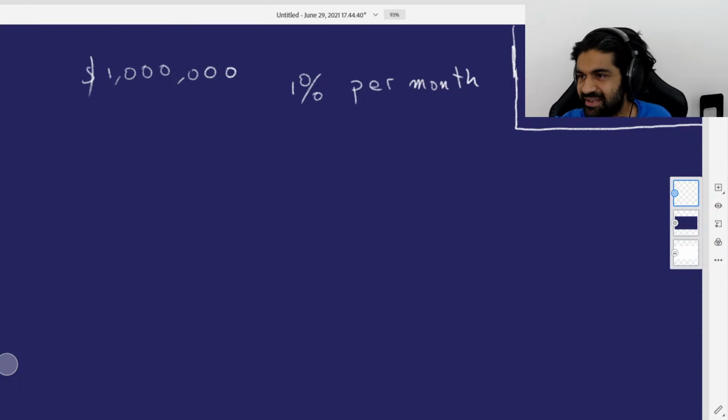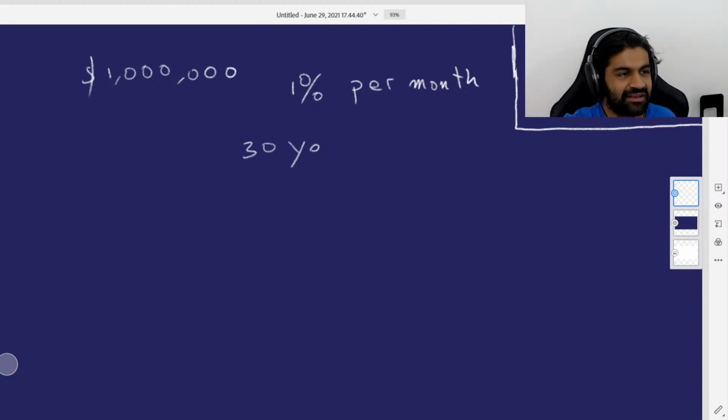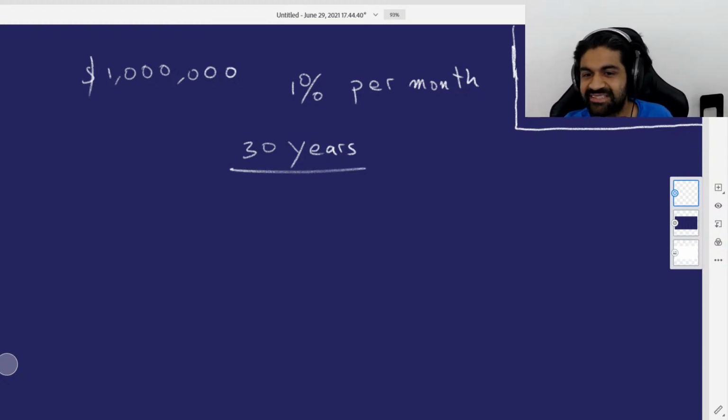So the question is, how do you figure out how much you need to pay every month if you want to pay this amount down in, let's say, 30 years? A reasonable term for a mortgage. Okay, so once again, let's be very clear about this.